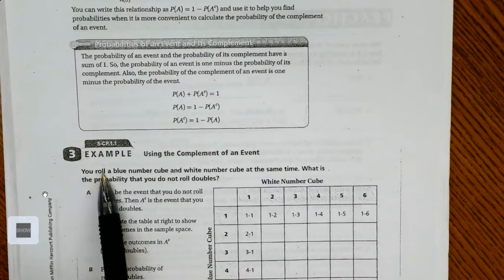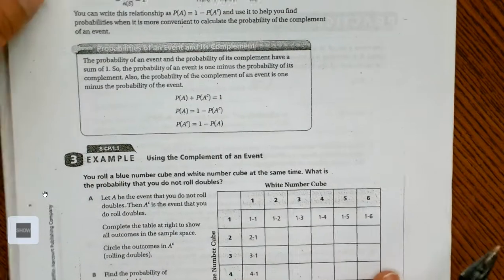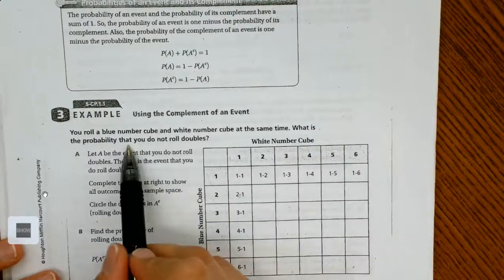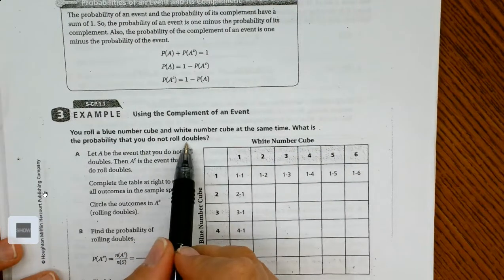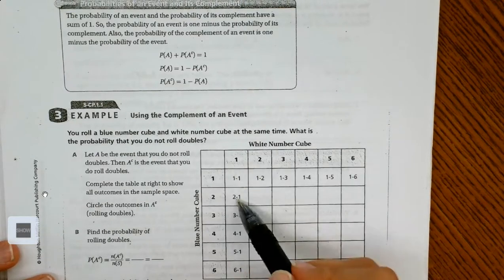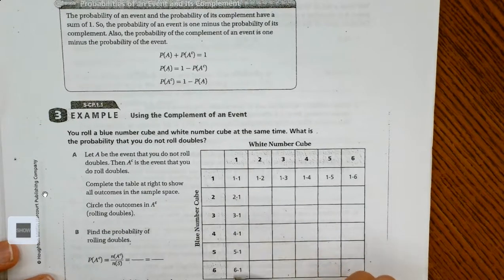You roll a blue number cube and a white number cube at the same time. What is the probability that you do not roll doubles? Okay, well, I could have rolled a 1 and a 1, or a 2 and a 1, or a 3 and a 1, or a 4 and a 1, or a 5 and a 1, or a 6 and a 1.